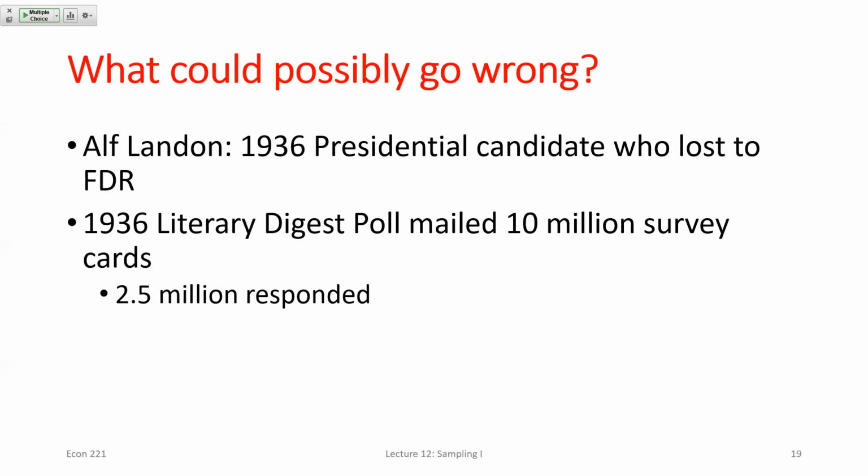Right, FDR won the presidency, but prior to the election, there was this little magazine. My grandma used to get this still when I was a kid. It was called the Literary Digest. And they did this poll where they sent out 10 million survey cards, right? So they wanted to try to predict the election, using this poll, before it even occurred, and they were going to put it in the magazine.